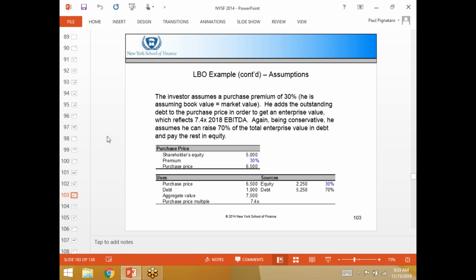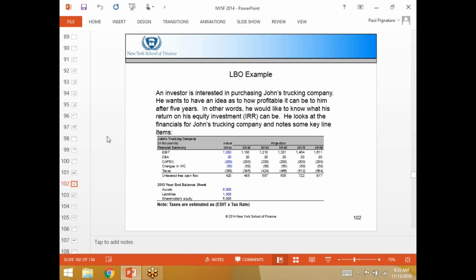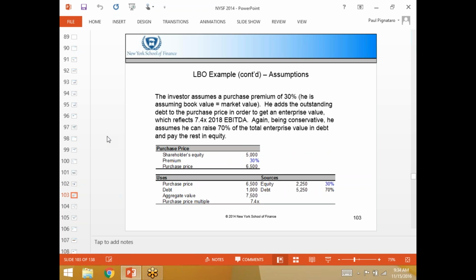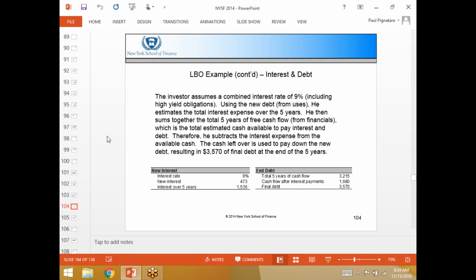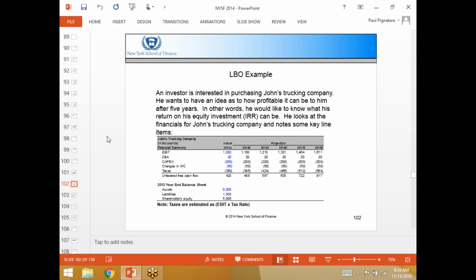Okay? Forget about the details of how much is high yield, this and that, we're just high level. Okay? Purchase price, sources, uses. What else? Let's say the interest on the debt is 9%. What's the next step?